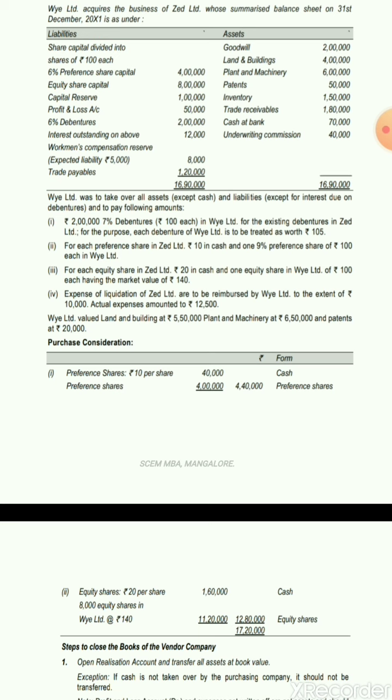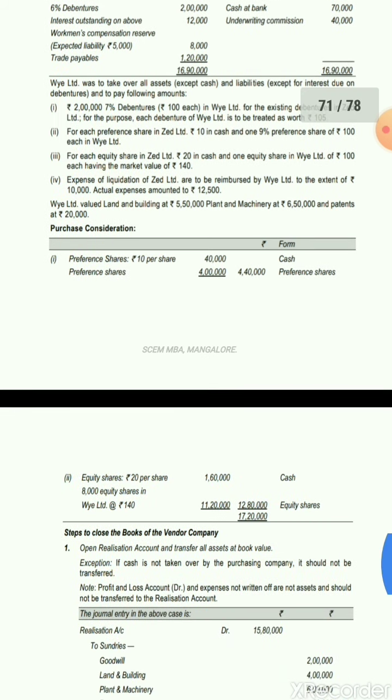Along with that, it would also issue one preference share of rupees 100 each. So for every preference share in the transferor company, the transferee company would issue one preference share in this company, as simple as that, of rupees 100 each. When I explained the balance sheet, I told you that there are 4,000 preference shares. So how did I get 4,000? 4 lakh divided by 100. There are 4,000 preference shares. Keeping that in mind, we shall see how we calculate purchase consideration.